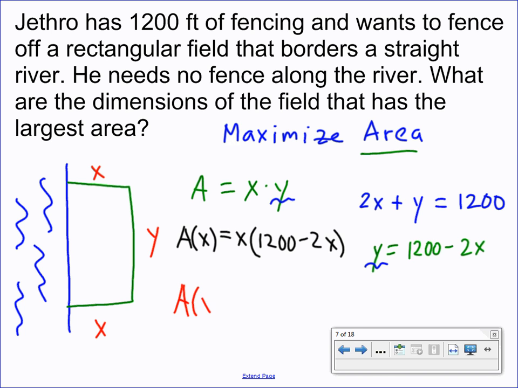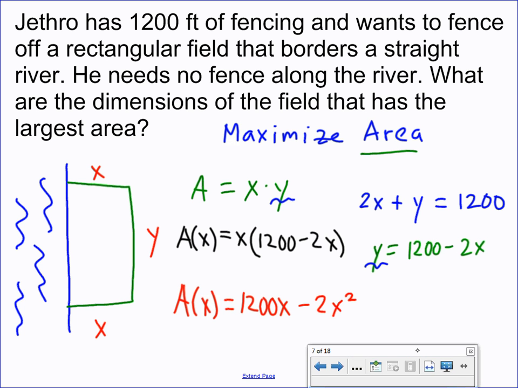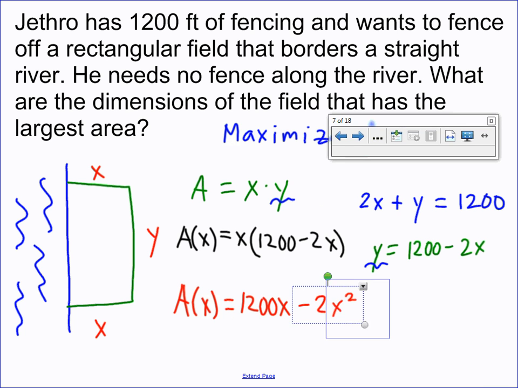Hooray! So I've got an area function of one variable, and we've completed step 4. Well, almost completed it. We still need to consider its domain. A of x equals 1,200x minus 2x squared. Is that right? Awesome. And now we'll consider its domain.